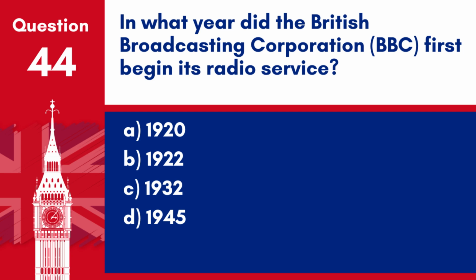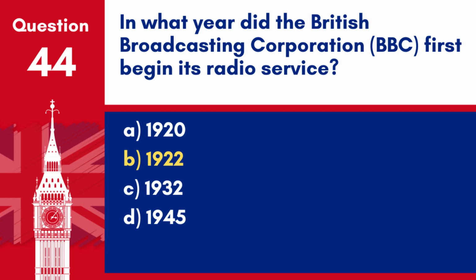Question 44. In what year did the British Broadcasting Corporation, BBC, first begin its radio service? A. 1920. B. 1922. C. 1932. D. 1945. Answer: B. 1922. The British Broadcasting Corporation, BBC, first began its radio service in 1922, becoming a cornerstone of British media and public life.